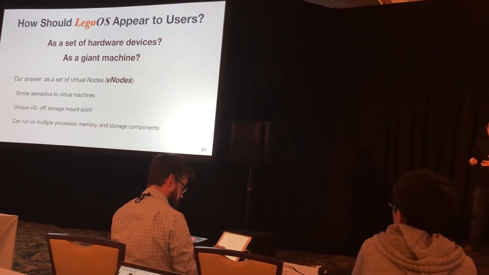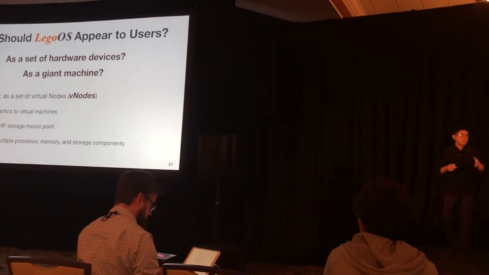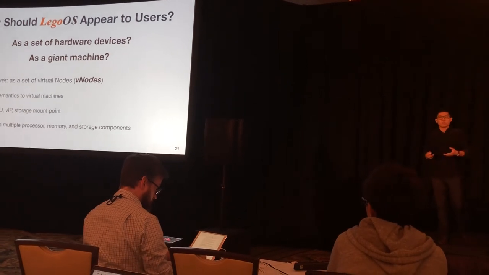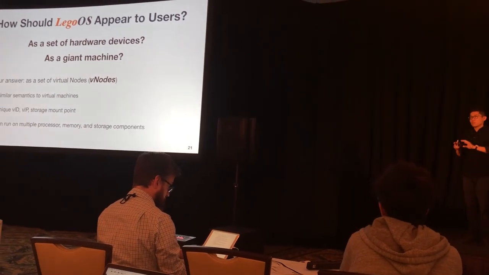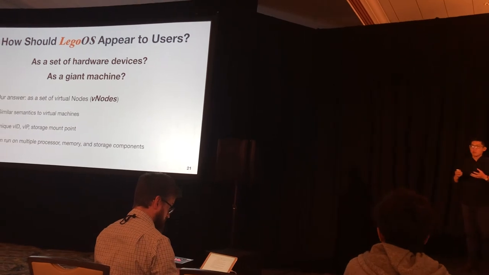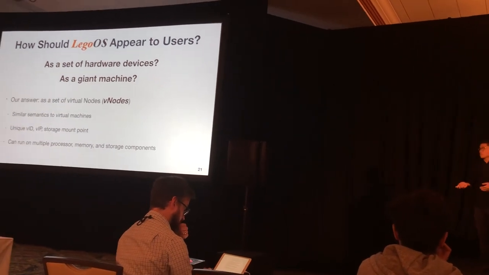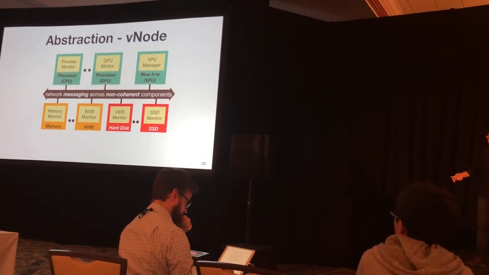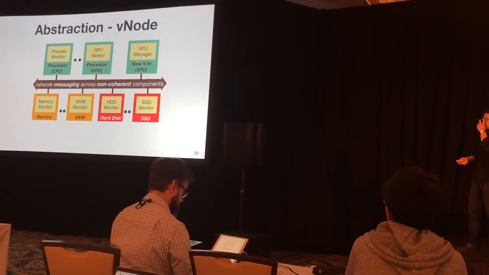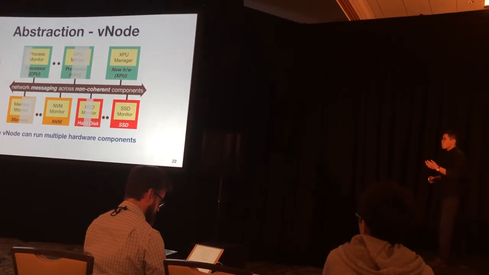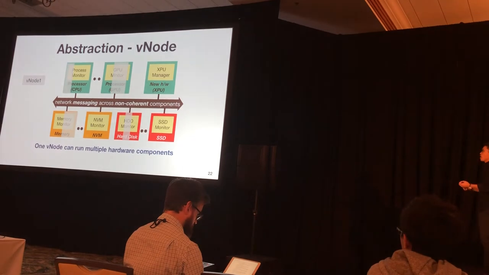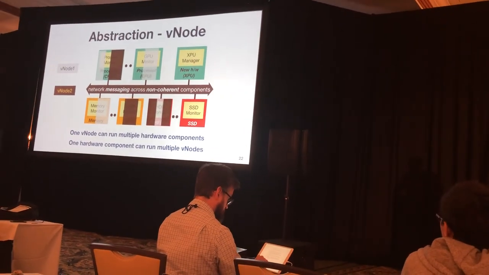A vNode is similar to a virtual machine. It has its unique ID, unique virtual IP address, and storage mounting point. But different from a traditional VM, a vNode can run on multiple hardware devices. Let me give an example of this. As you know, we have this LegoOS cluster with these hardware resources, and a vNode can run on multiple hardware devices. And each hardware device can host multiple vNodes.